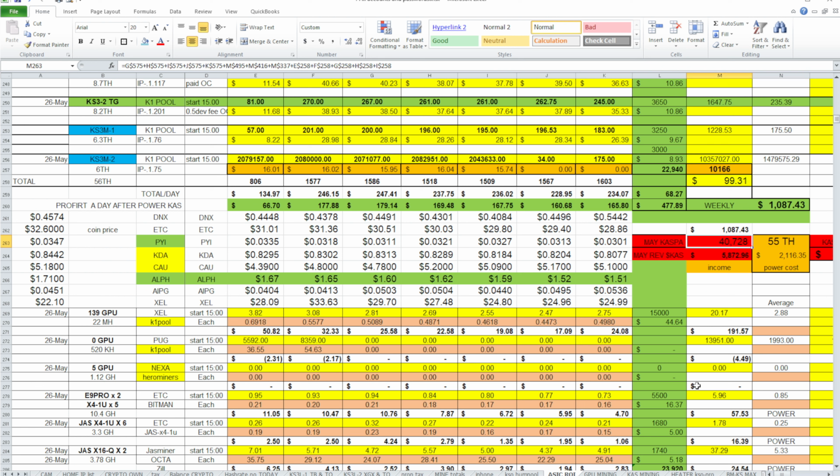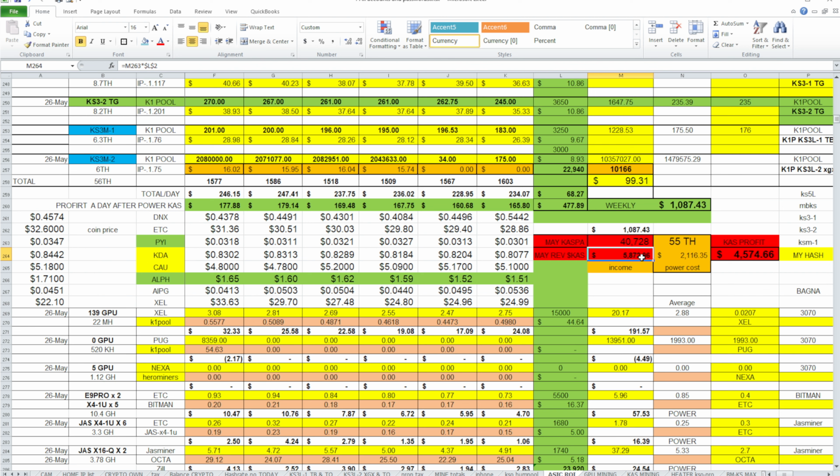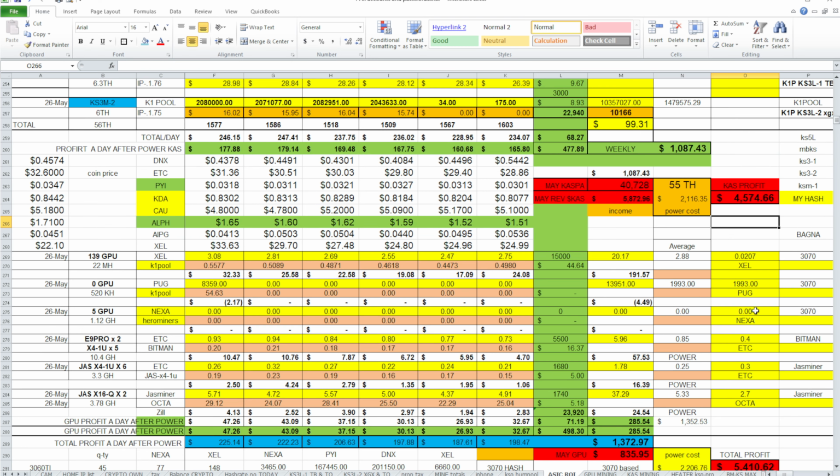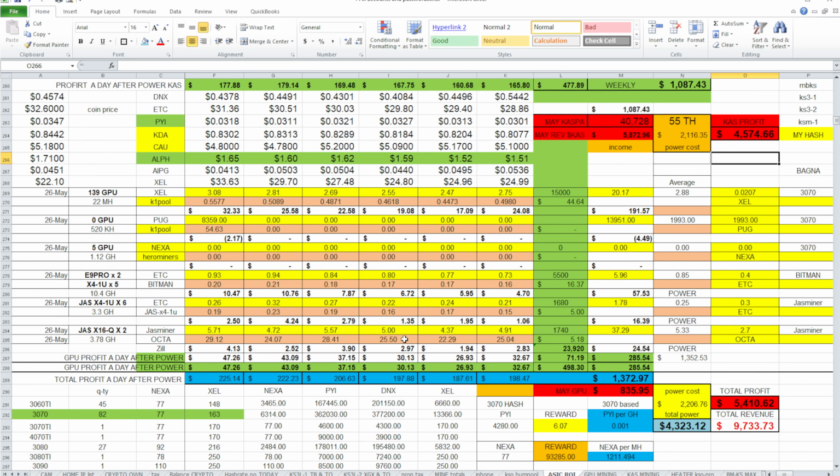And the value in dollar amount here is 58.72 before power, and I used 2,000 for power. And obviously with the Bagna, 45.74 is my dollar reward, including those Bagna mining days in this calculation. So what else do I have? GPU. Let's look at GPU.